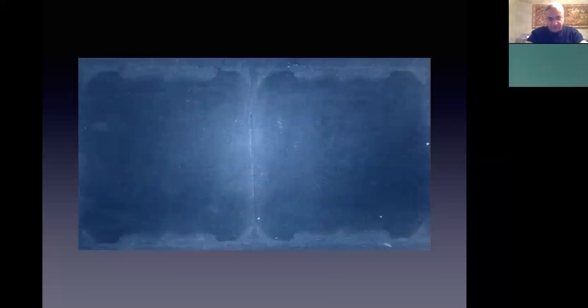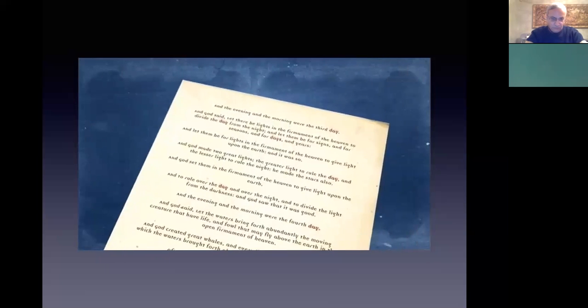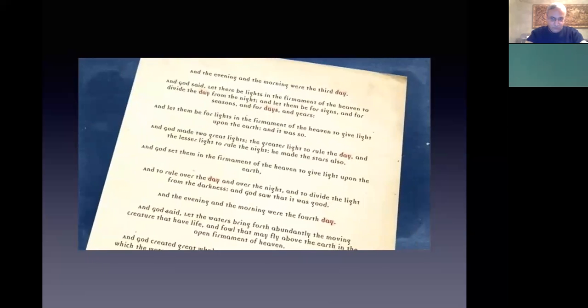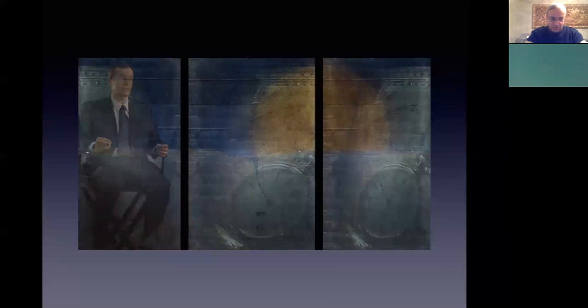There's really little controversy about what the word day means when you get outside of Genesis 1. When you look at a passage like that, it seems almost certain that it's a six-day, 24-hour day that's being talked about there.